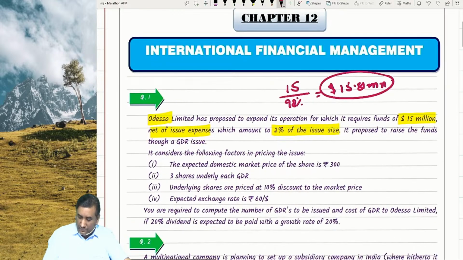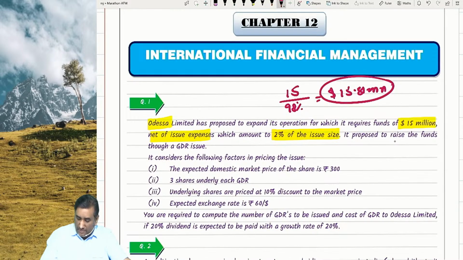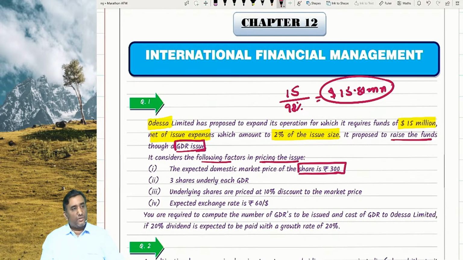15.31. It proposes to raise the funds through GDR, Global Depository Receipts. It considers the following factors in pricing the issue. Actually, GDR is nothing but ADR and GDR. GDR is listed globally; if listed in the US, it's ADR. Basically, they club some shares and based on those shares they issue units. It could be termed an ADR or GDR. It's raising money from foreign markets.